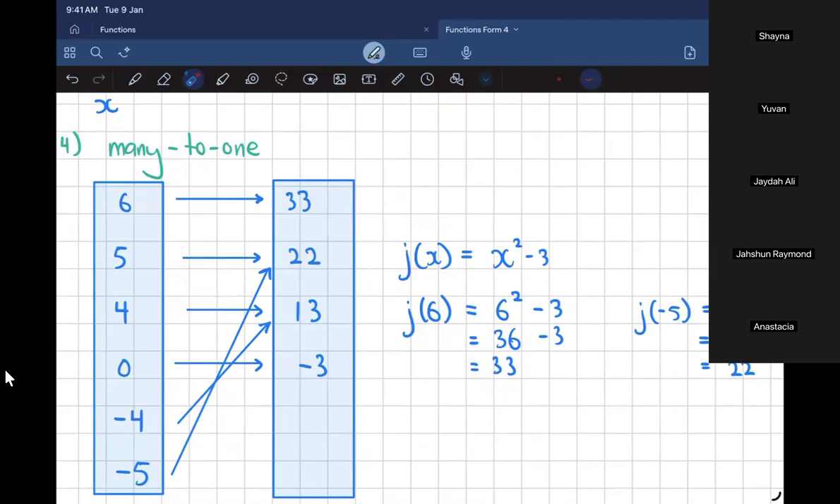Yes, I understand. Because Sheena, if I put in 6 here, how am I going to get another answer? That's the question. How? Jashon, if I put in 6, or any number, how many answers would I get? Let me just say I put x is 2. 2 squared minus 3. 4 minus 3 is 1. Jashon, how many answers did I get there? If I put 2 into that function, again 1. So how many numbers is that there, Jashon?